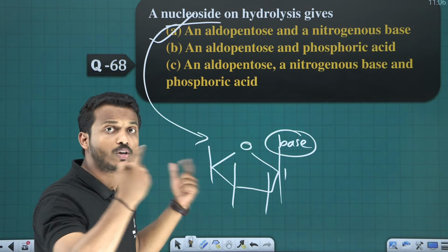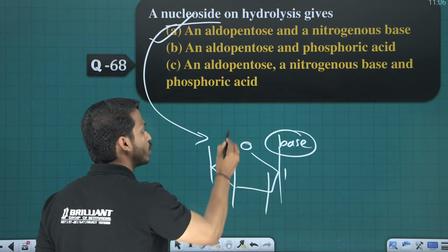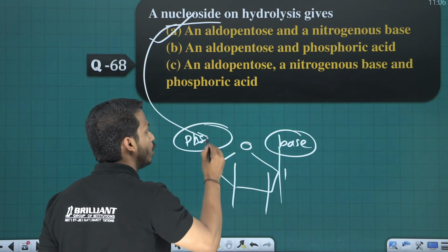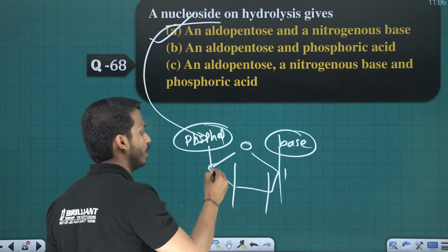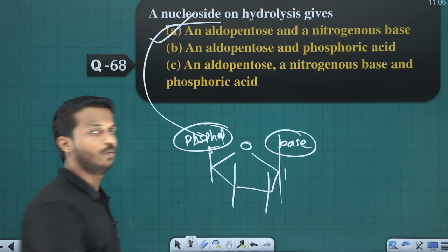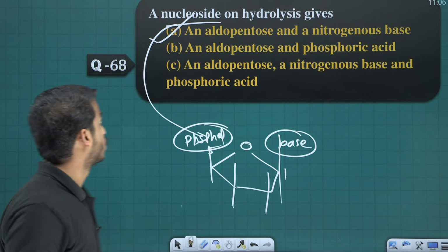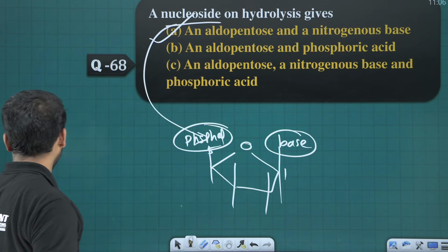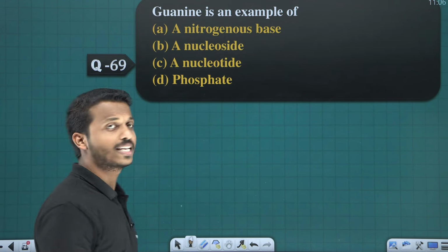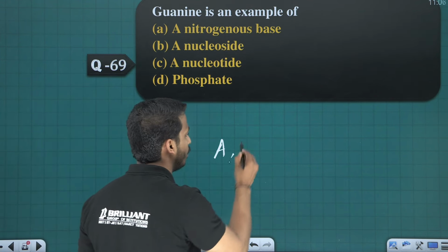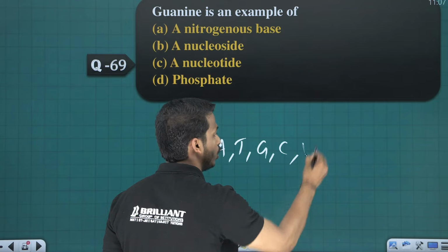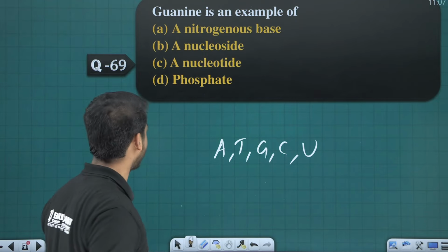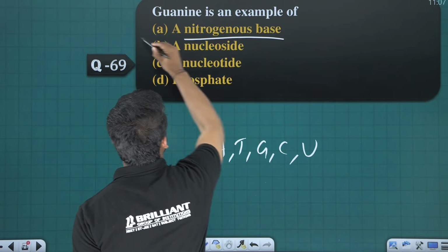And what is a nucleotide? Along with this nucleoside, we have a phosphate group on the fifth carbon. That is called a nucleotide. So here a pentose sugar and a nitrogen base. Adenine, thymine, guanine, cytosine, uracil. These all are what? Nitrogen bases, nitrogenous bases.